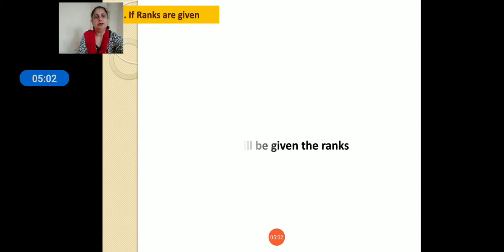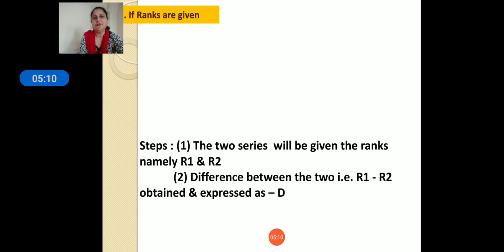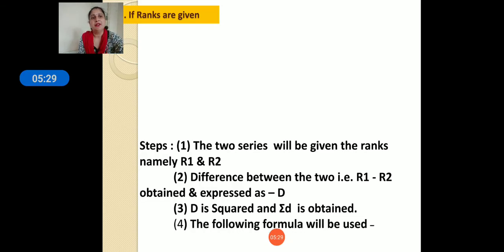Simply, what you will get are the two series of ranks, namely R1 and R2, and then we will find out their difference, which is denoted by capital D. Capital D denotes the difference of R1 and R2, and we will take the square of that, D square, and then we will add all the squares to get summation D square, and then we will apply the formula. The formula is rho equal to 1 minus 6 summation D square upon n cube minus n.